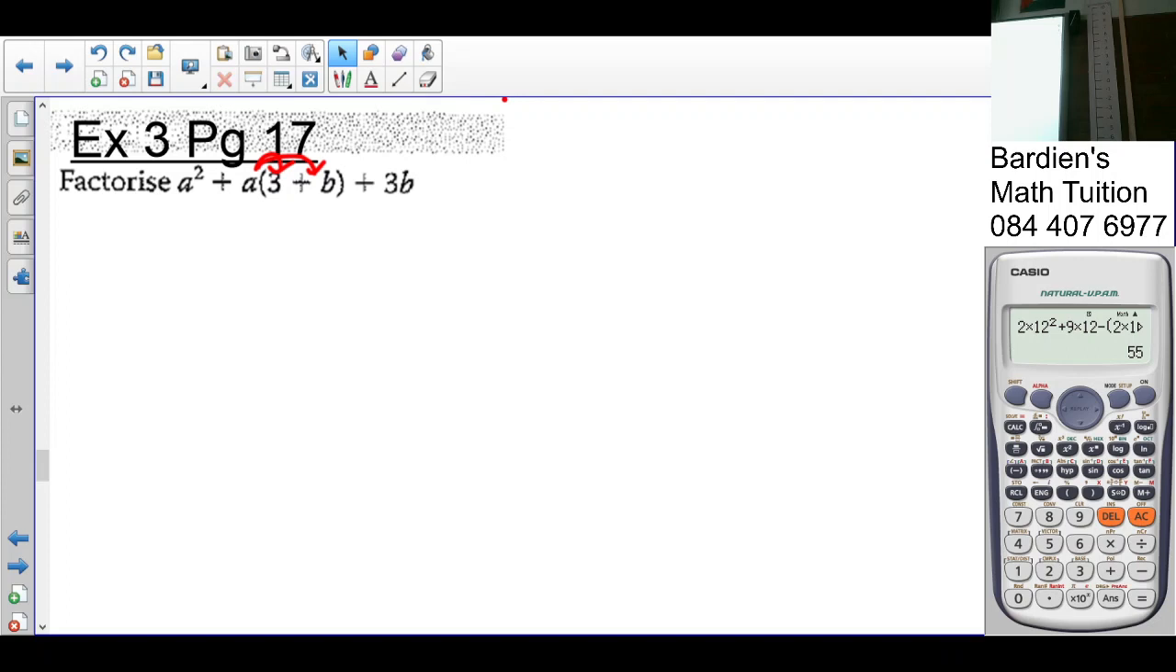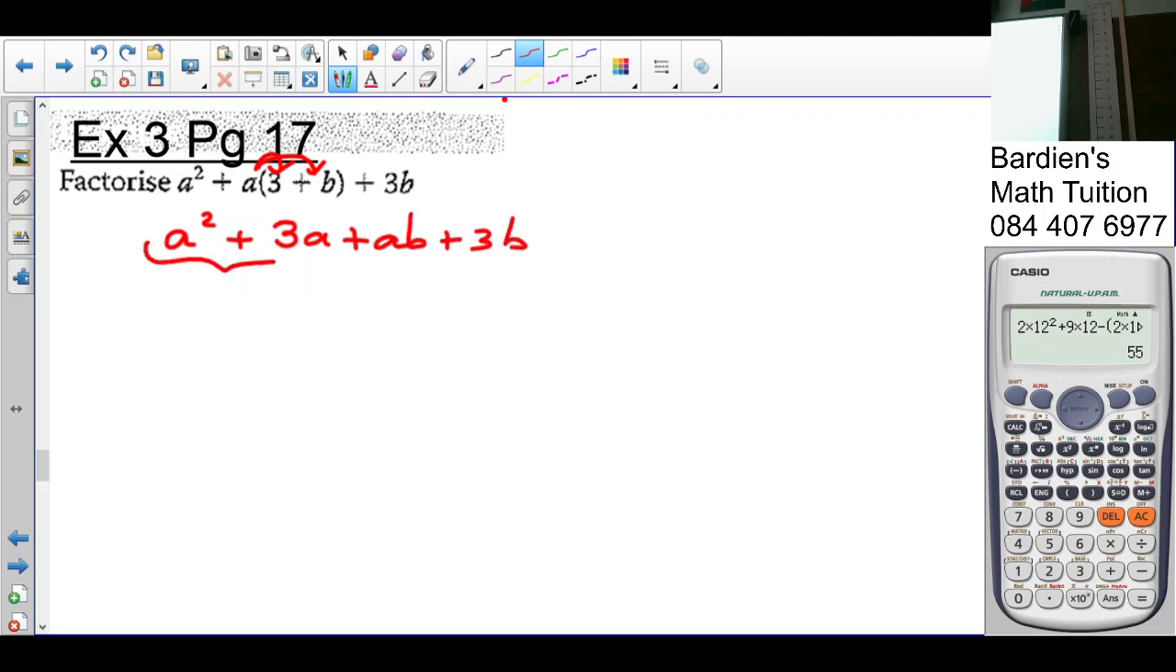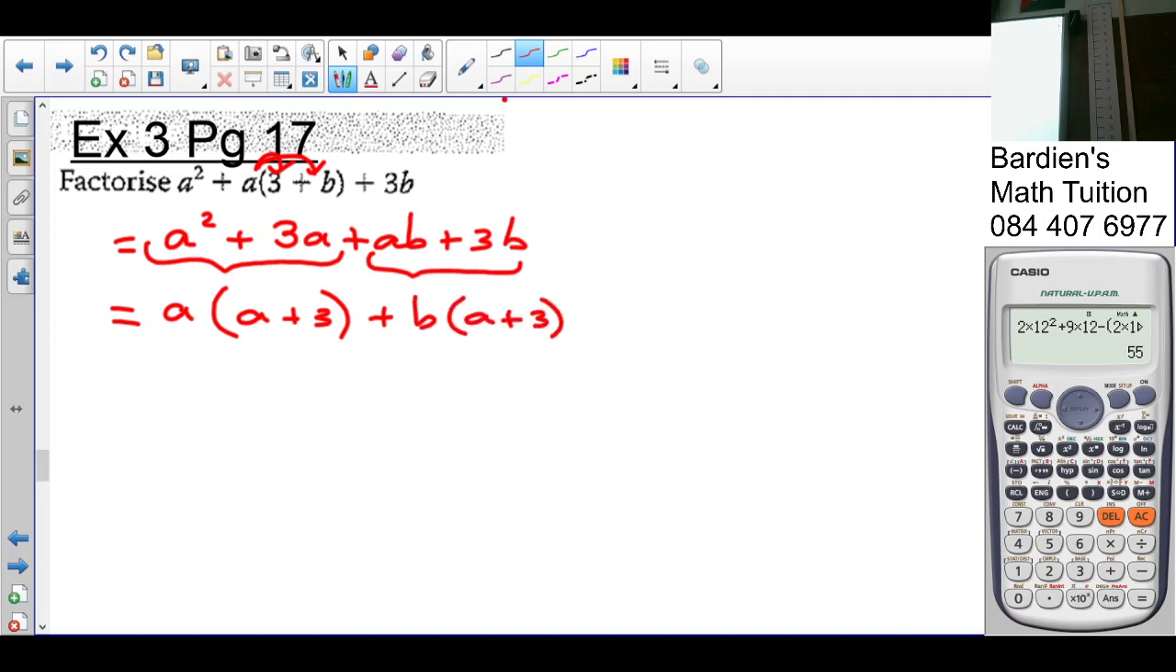Right, so let's multiply out. What do we get? A squared plus 3a plus what is common here? And here? B. Are you all okay with this? So what is common? A, and I'm left with a plus 3. And I'm left with, take out B as a common factor, I'm left with. So what do you notice? A plus 3 is a common factor. Then I'm left with?